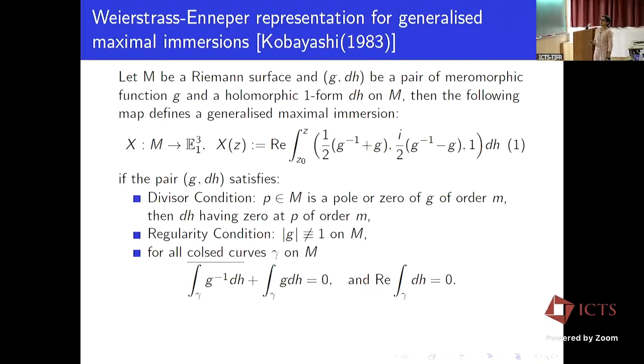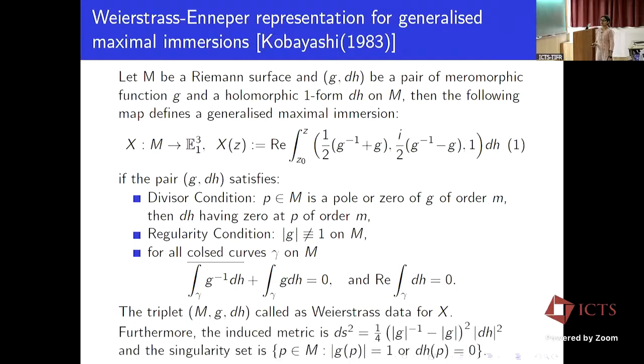The second condition says something about the regularity of the map X. And the third condition says that the real part of the integral of each component is zero, which we require for the map to be well defined, so that it is independent of the path of integration. We call this triplet the Weierstrass data for X. The induced metric through this map X is this. The points where the metric degenerates, we call singular points. So the singular set for this map is the set of points where either |G(p)| is 1 or where the holomorphic one-form is 0.